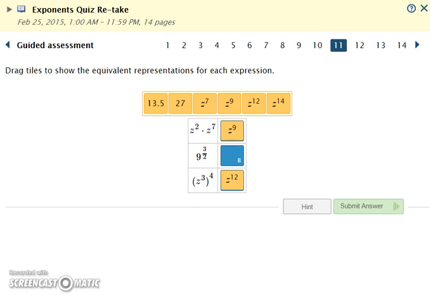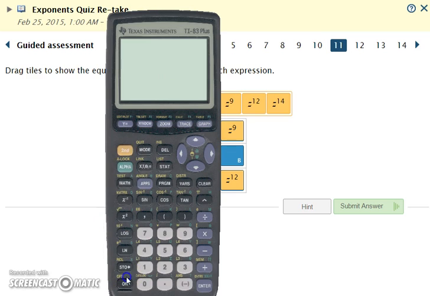And 9 to the 3/2 I'm just going to put in the calculator. So that's 9 caret 3/2, but I need to make sure that 3/2 goes in parentheses, because otherwise the calculator won't do it in the right order. It's 27. The reason is that the square root of 9 is 3, and then 3 cubed is 27.